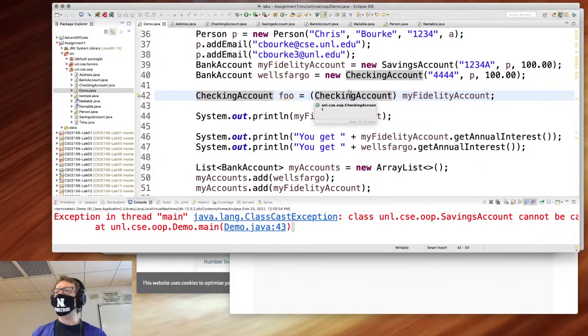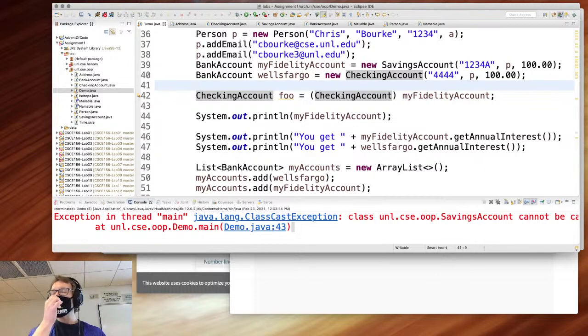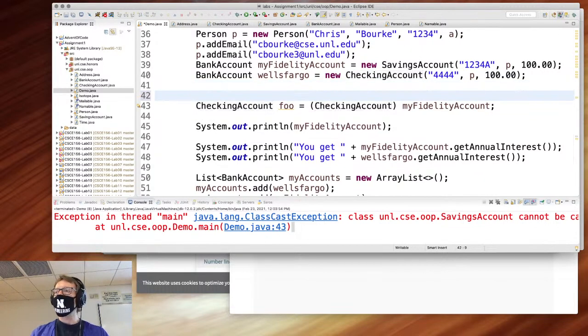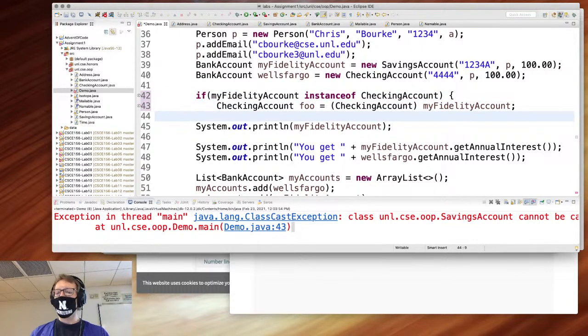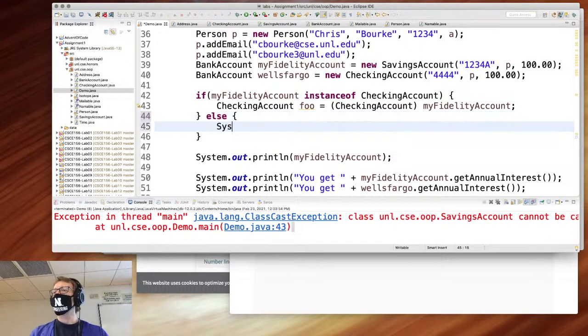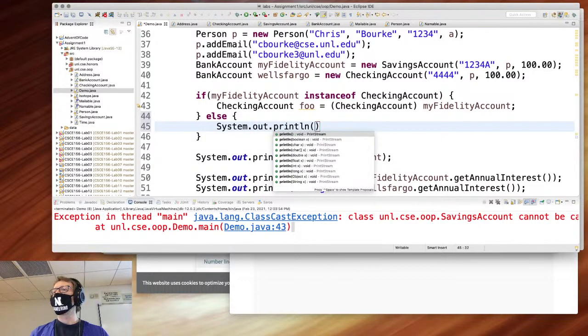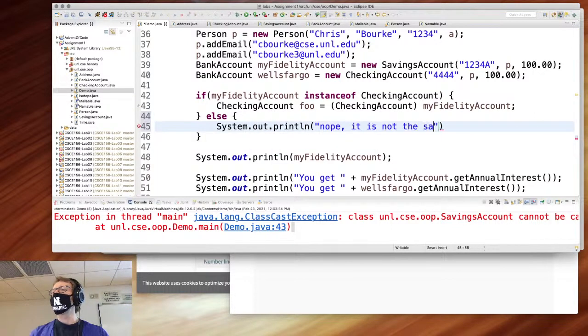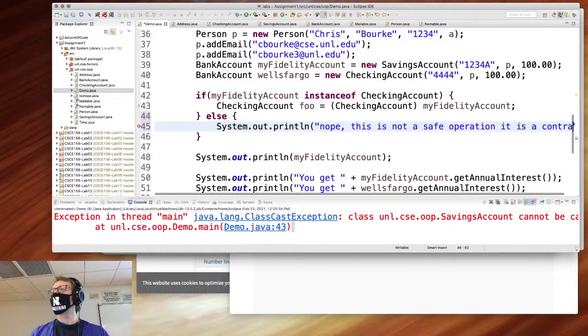We have a few minutes here, but I really, really hesitate to show you this because you should not use this in general. But there are a couple of instances where you would want to use it. There is a safe way of doing this. If my Fidelity account is instanceof, there's no "is" here, sorry, instanceof CheckingAccount, then this is safe. Of course, is that going to be true? Nope. So let's go else System.out. Nope. It is not safe. This is not a safe operation. It is a contravariance.